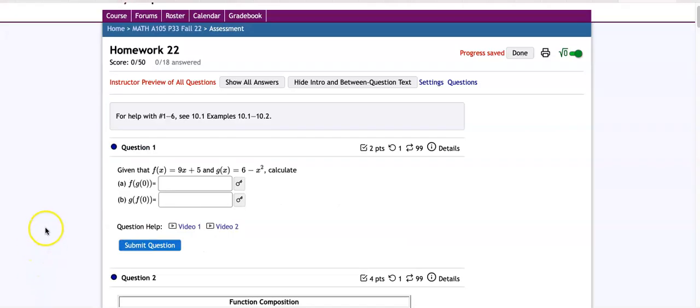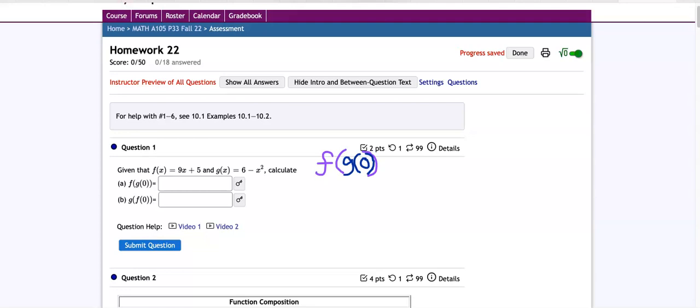So first, here we have question number 1 from homework 22. We are given two functions, f of x and g of x, and we are to calculate f of g of 0 and g of f of 0. So let me walk you through that process.